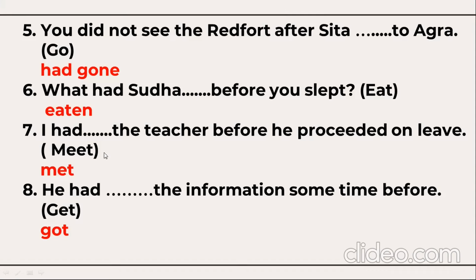So here two actions are here. I had met the teacher, so meeting the teacher happened first. Then afterwards, before he proceeded. So proceeding on leave was the second action, but before that, the meeting the teacher. He had got the information sometime before. So that is the past perfect tense.